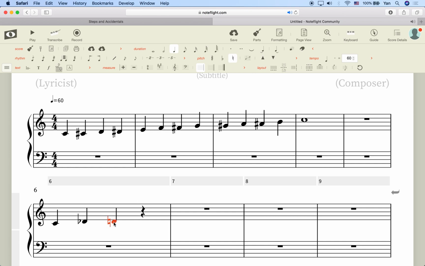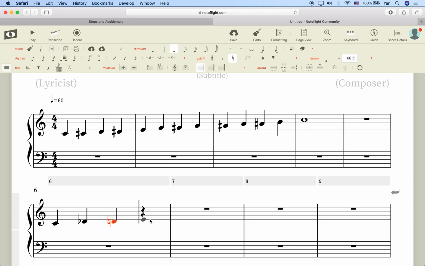So that D natural is going to cancel out. Writing the natural symbol in front of this D is going to cancel out that D flat that I wrote in here. So this is no longer going to be D flat, now it's going to be D natural. If I had removed it, it would have still been D flat, and then we wouldn't have actually changed the pitch at all. So just be mindful of that.